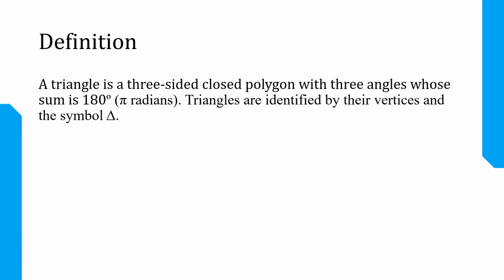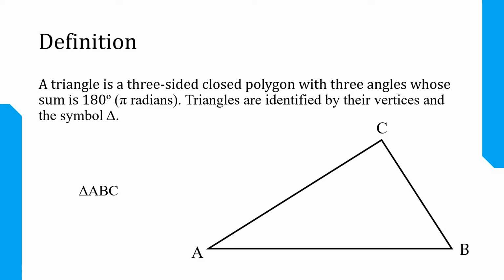So a definition for a triangle is a three-sided closed polygon with three angles whose sum up to 180 degrees, or pi radians. Triangles are identified by their vertices and the symbol delta. So, for example, we have a triangle ABC, which would be written out on the left side, and on the right side is a simple schematic of the triangle.